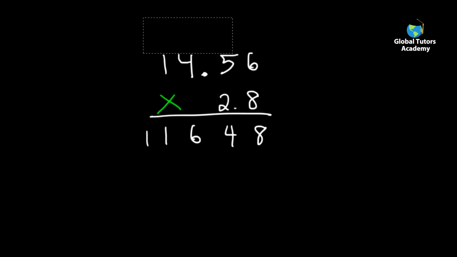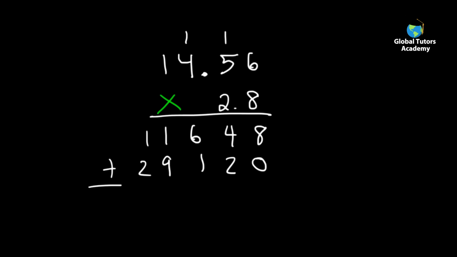Let's add a 0 and then let's multiply 2 times 6. 2 times 6 is 12, carry over the 1. And then 2 times 5 is 10 plus 1, that's 11. So let's carry over the next one. 4 times 2 is 8 plus 1, that's 9. And then 1 times 2 is just 2.